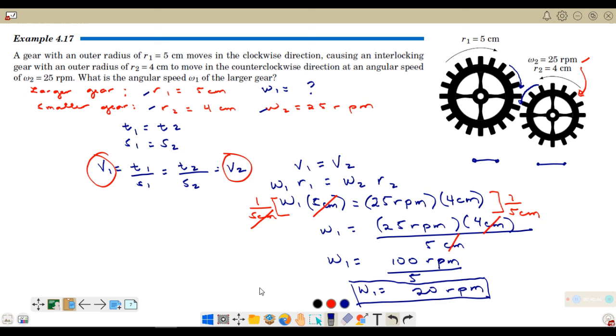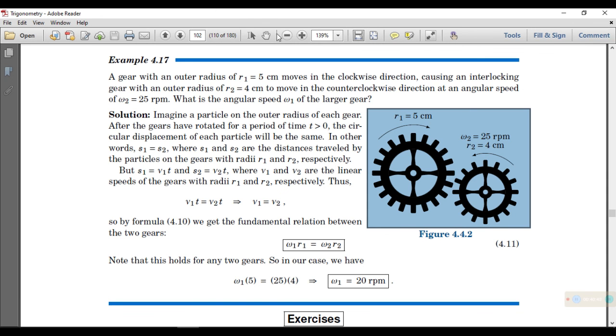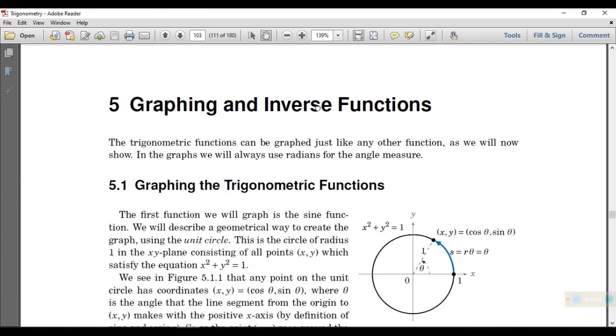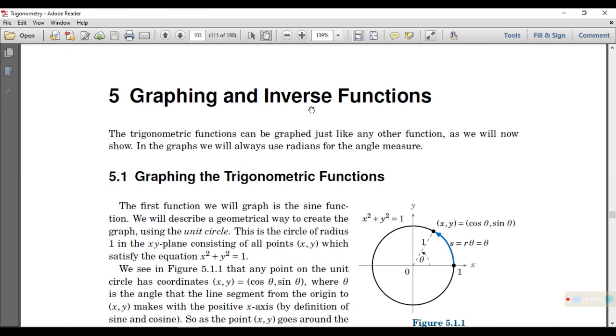This is the end of our discussion for this section. Check natin yung susunod. Ano na tayo? Chapter 5 na tayo. Graphing and inverse function na tayo. So, dito gagamit tayo ng Desmos.